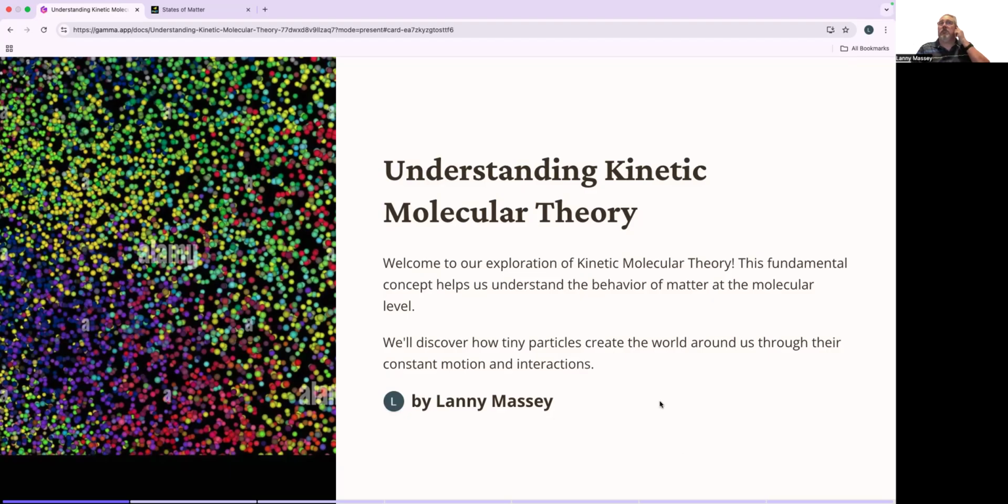The big thing to recognize as we go through this is that we are trying to understand how heat energy affects the movement of molecules and thereby affects the states of matter in our universe.